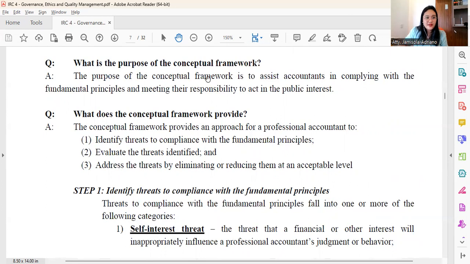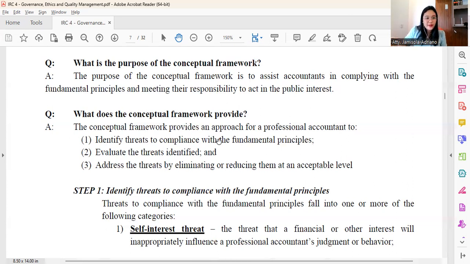So the purpose of the conceptual framework is to assist accountants in complying with the fundamental principles and meeting the responsibility to act in the public interest. For example, in the future, if you are faced with a difficult situation that would compromise your integrity as an accountant or your objectivity, you can always go back to the conceptual framework because this will serve as a guide for you. What steps can you follow?